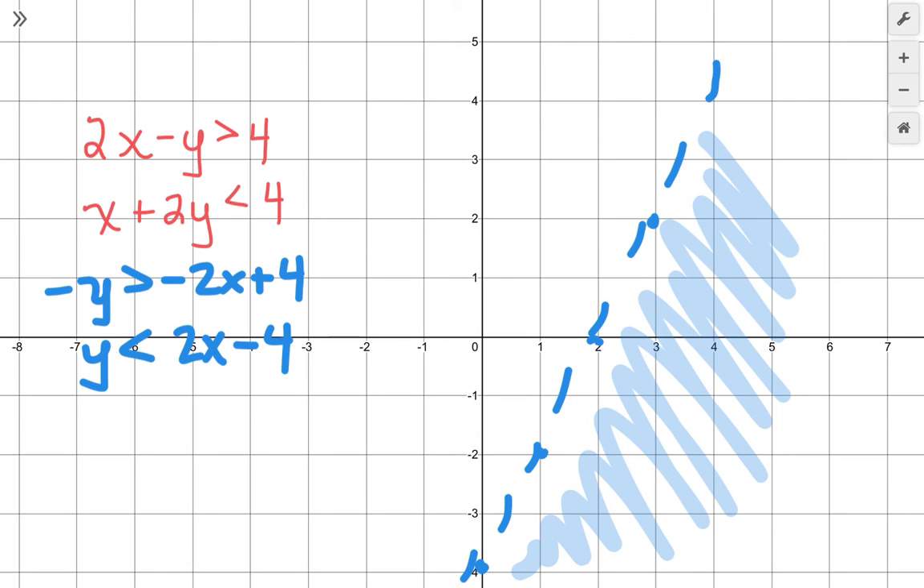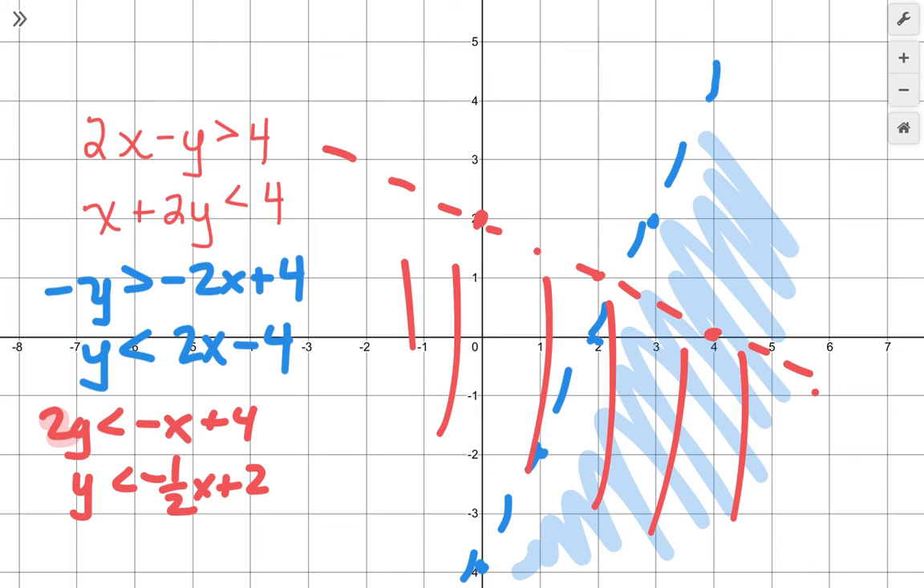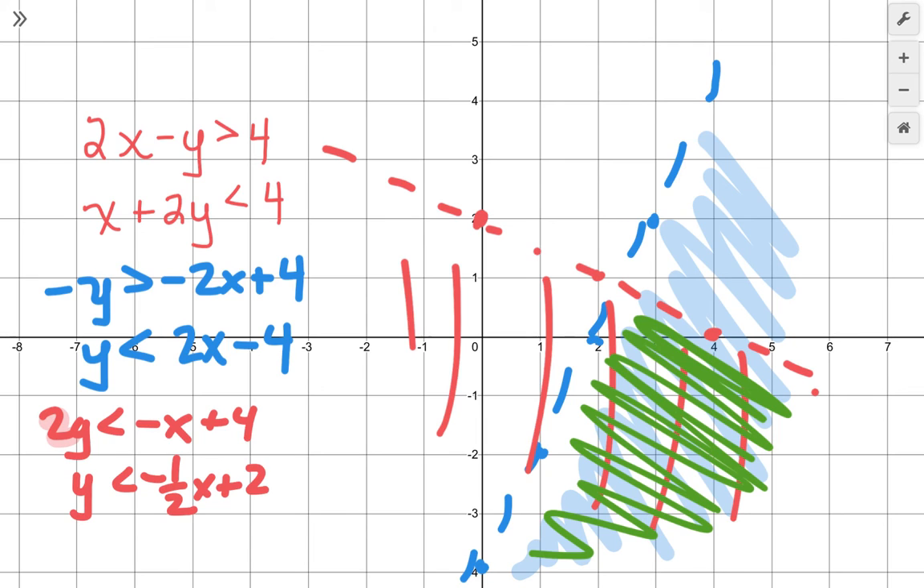The other one, I'd subtract the x, 2y less than negative x plus 4, and divide by the 2. So y is less than negative 1/2 x plus 2. 2, 2, down 1 over 2. This one is also a dotted line. This one will be shading below. And again, the final solution set would be where they overlap. And the overlapped region here would be right here. Okay, so remember, multiply, divide by a negative, flip the inequality.